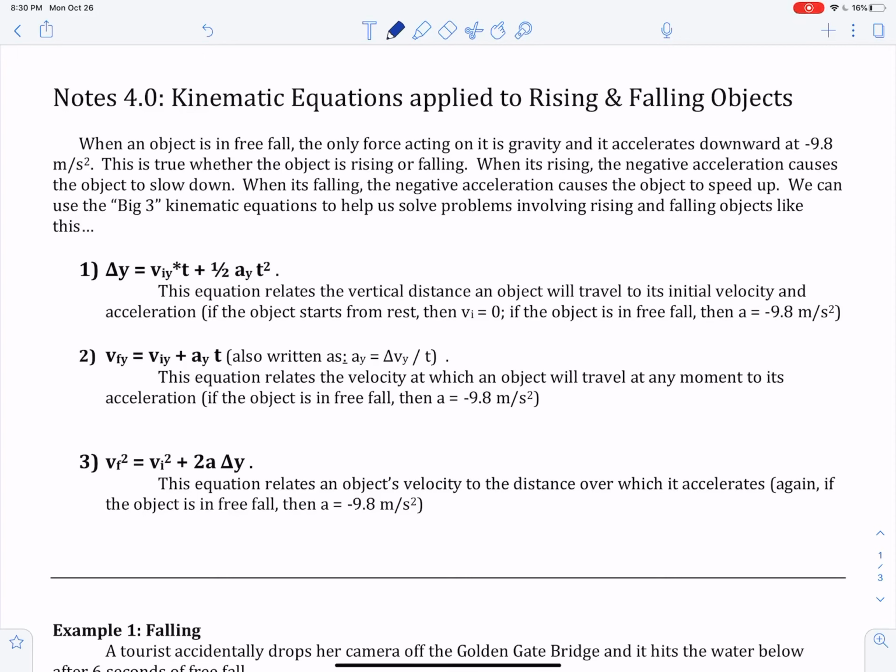Hello everybody, this is Mr. Woodward. In this video, I'm going to talk about how the big three kinematic equations can be applied to rising and falling objects. So let's take a look at this introduction together.